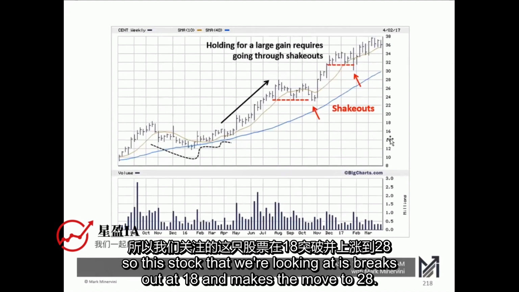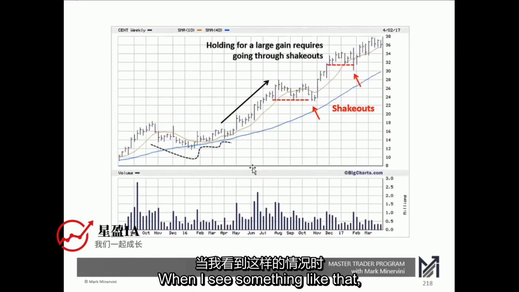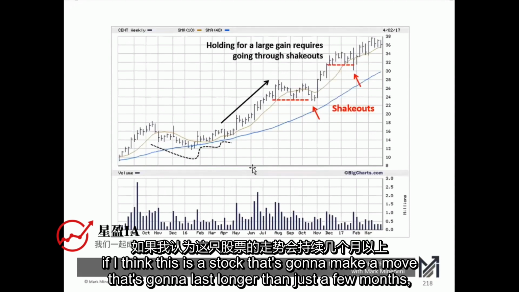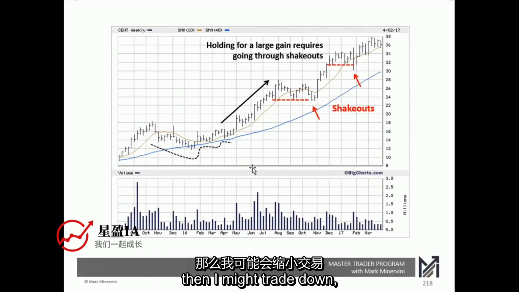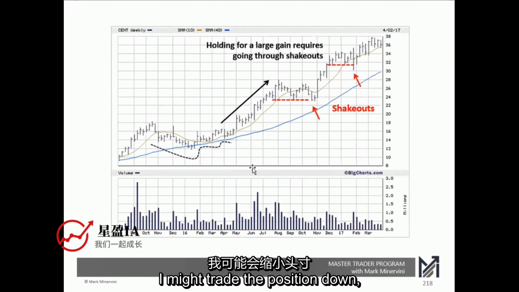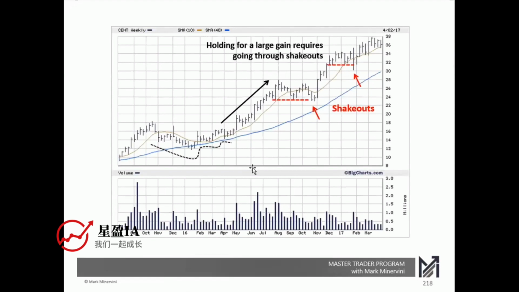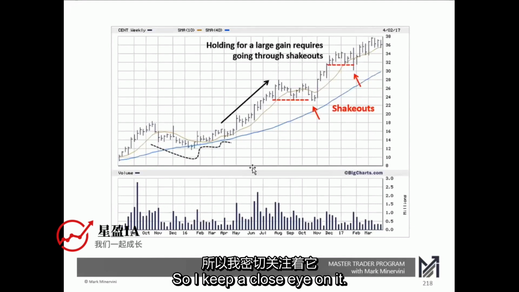So this stock we're looking at breaks out at 18 and makes a move to 28. That's really almost a 50% move. And when I see something like that, if I like it longer term, if I think this is a stock that's going to make a move that lasts longer than just a few months, but could go on for a year and a half or more, then I might trade the position down and just cut the position after it gets very extended, and then wait for the new base to form. But at least keep something in there so I keep a close eye on it.